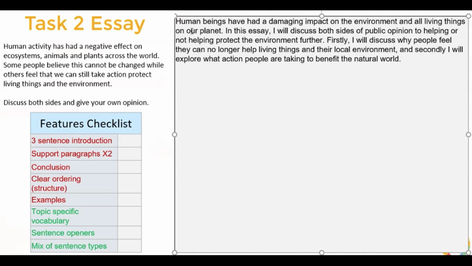Okay, so let's have a read back of my introduction paragraph. Human beings have had a damaging impact on the environment and all living things on our planet. In this essay, I will discuss both sides of public opinion to helping or not helping protect the environment further. Firstly, I will discuss why people feel they can no longer help living things and their local environment. And secondly, I will explore what action people are taking to benefit the natural world.